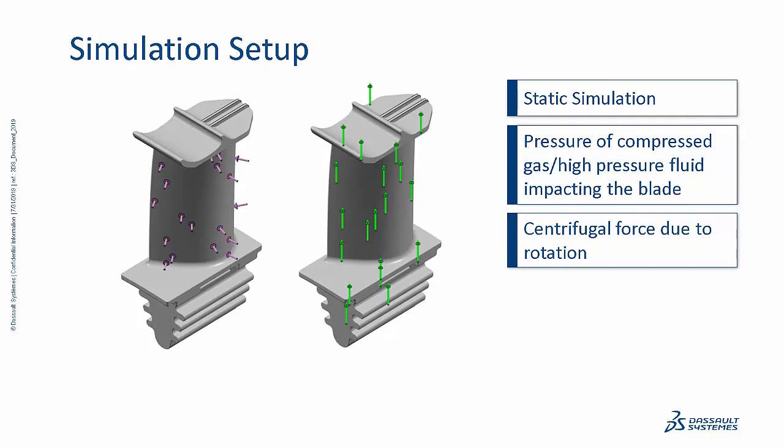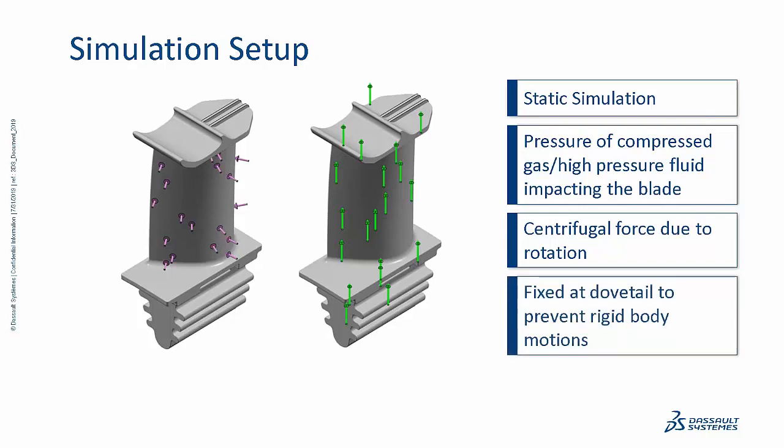force due to rotation. Assuming that the turbine blade is constantly going to be rotating, I applied a centrifugal force as my loading condition. So these are very simple loading conditions that a turbine blade will go through. Nothing more complicated was introduced into the system. And obviously to prevent rigid body motions, I had to fix the turbine blade at the dovetail region so that we can get some tangible values for stresses and distortions.